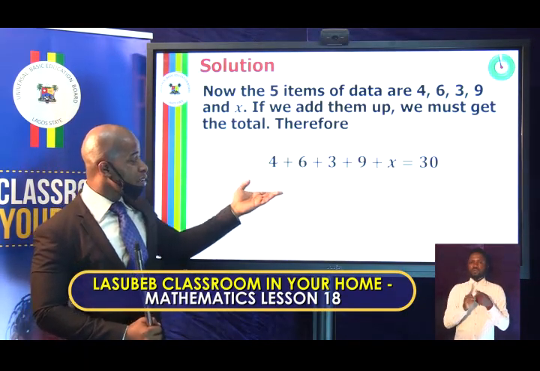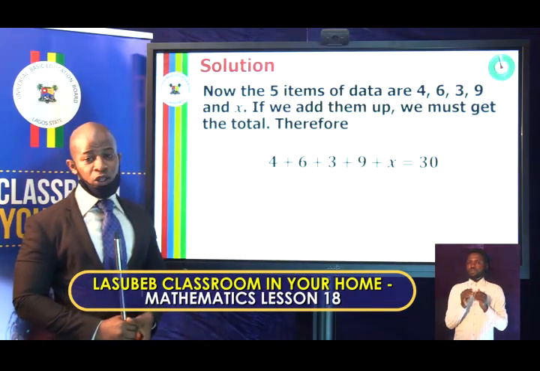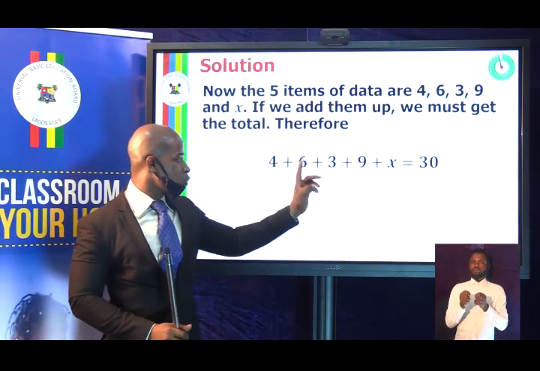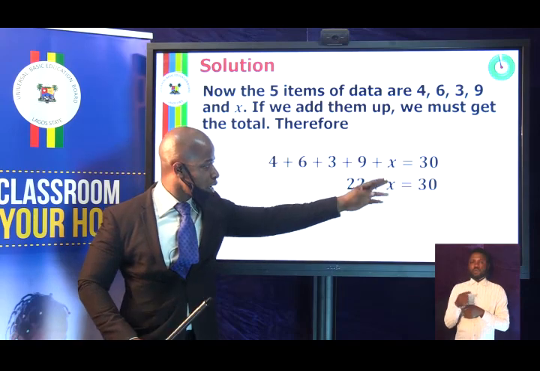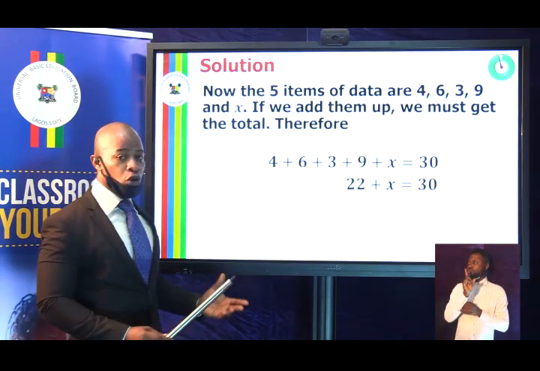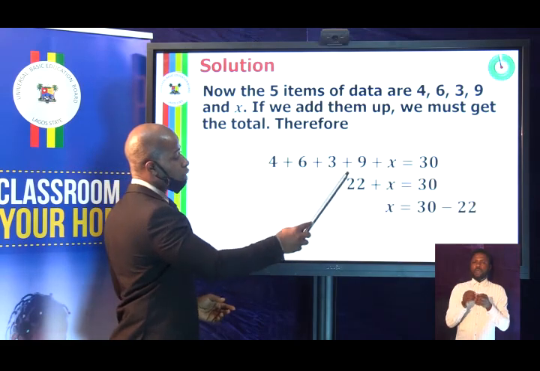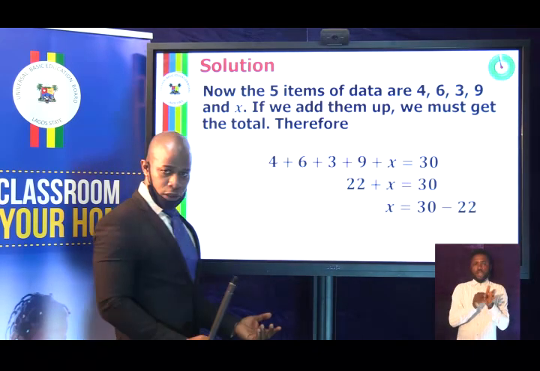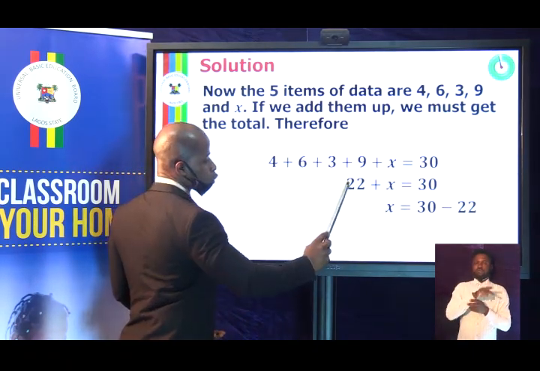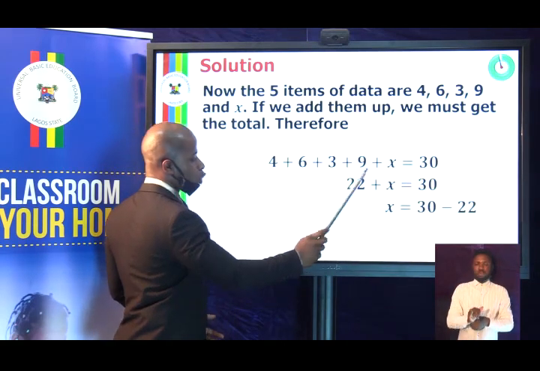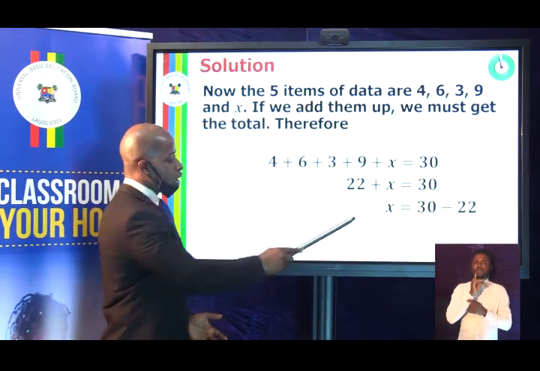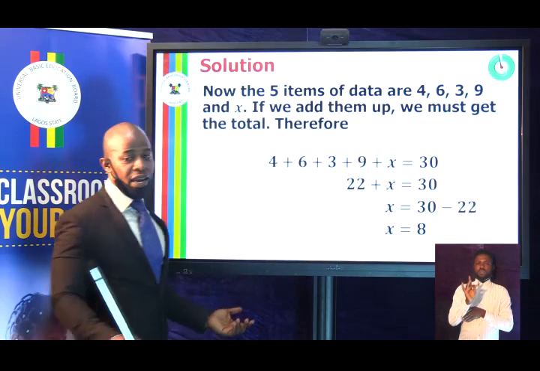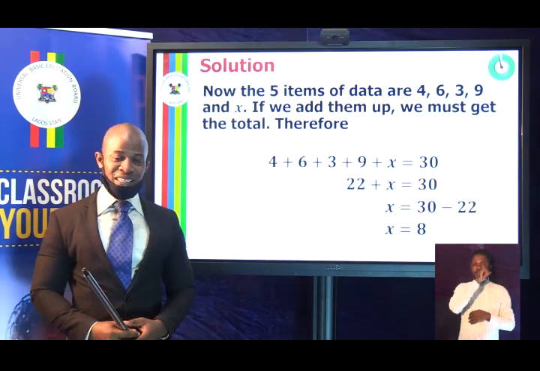So all we have to do now is solve this particular equation using our knowledge of open sentences. So when we add all this together, we get 22. We'll bring down x and we'll bring down 30. Now we'll collect all numbers to one side. 22, remember, has a sign of plus. When it crosses the line, the bridge, it becomes minus. 30 comes down. This 22 has become minus 22 here. x will come down. Nothing is here again. So now x is 30 minus 22 and x is 8. We have found our missing data.